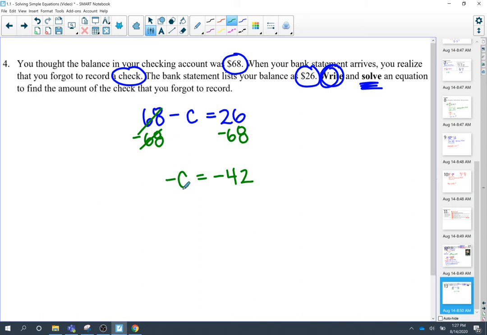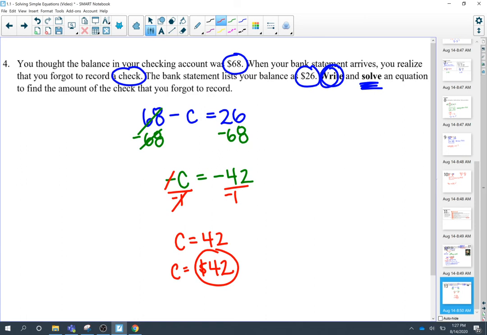Now, we are trying to solve for C. I want to know how much money I spent. So in order to get just C, I need to get rid of this negative 1. So I'm going to divide both sides by a negative 1. The other option is multiply both sides by negative 1, but I'm going to divide. So this negative 1 will cancel this negative 1, and I will just get C. A negative divided by a negative is a positive, and negative 42 divided by negative 1 is positive 42, which tells me that the check that I wrote, or the thing that I bought, was $42.